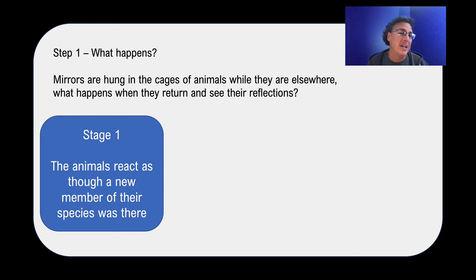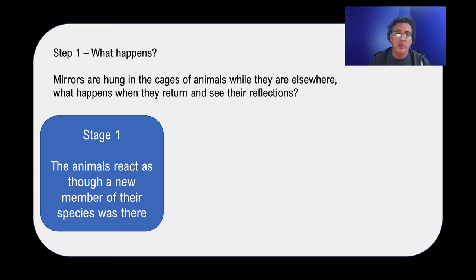I had a video previously about animals encountering their reflection for the first time in the mirror, and you've seen some of those reactions. You can see more of those on YouTube if you look for animals encountering their reflection in a mirror. Okay, this is step one. Some animals never get beyond step one. That's how they always react to the reflection. But some animals go to stage two.